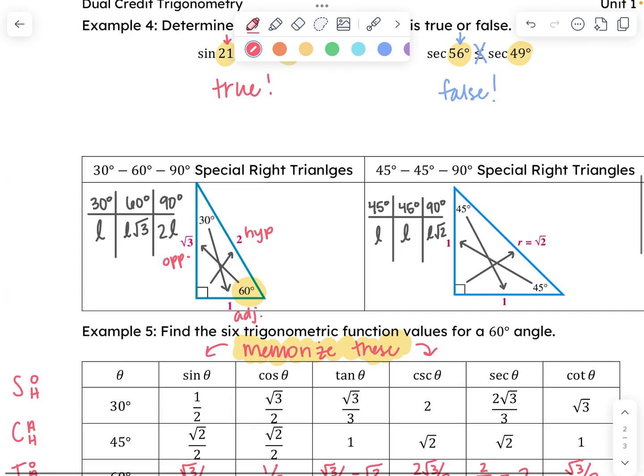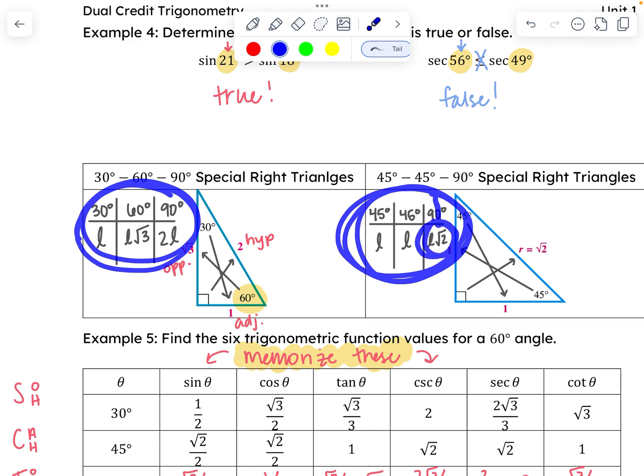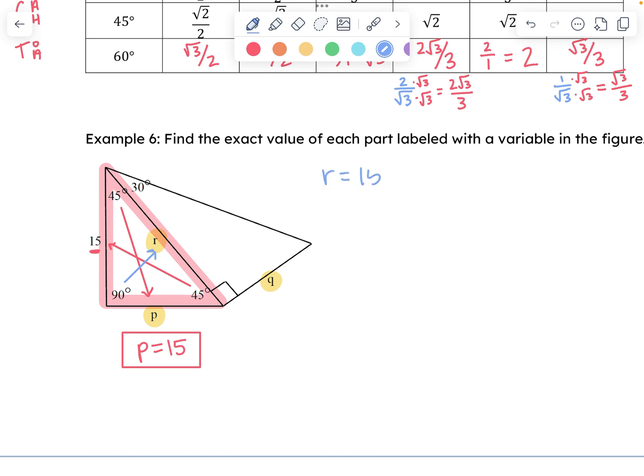Then looking up at my nice handy dandy little chart that I have right here for my 30, 60, 90 and 45, 45, 90, I can see that if my 45 and 45-degree angles have L and L, then across from the 90 should be L square root of 2. So down here, across from this 90 right here, R should equal 15 square root of 2 because this 15 was our L for that triangle.